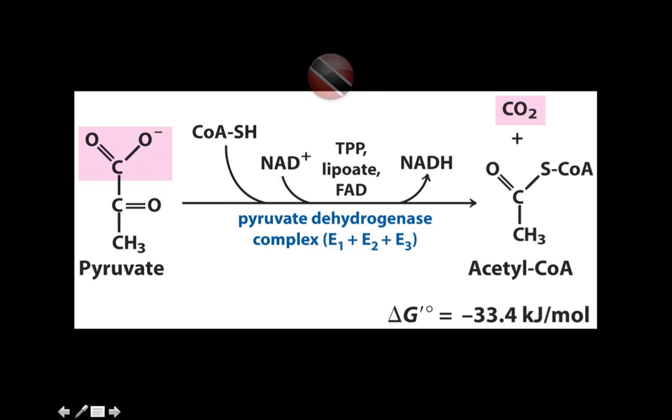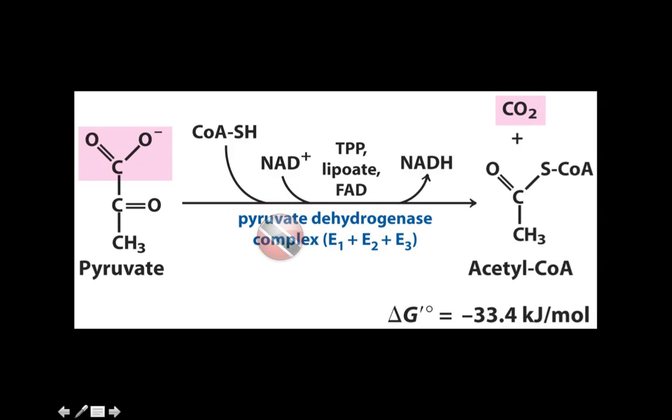Now this is commonly called the link reaction because you are linking pyruvate that was produced from glycolysis to the TCA cycle. So pyruvate can't enter the TCA cycle directly. It is first converted to acetyl-CoA, and then that acetyl-CoA will react with oxaloacetate to form citrate. So we are linking both glycolysis and the TCA cycle together.